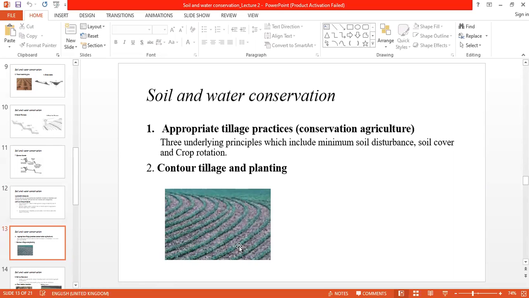When you do this, you're effectively blocking the water from moving down slope at a high speed. And in this case, you reduce soil erosion.